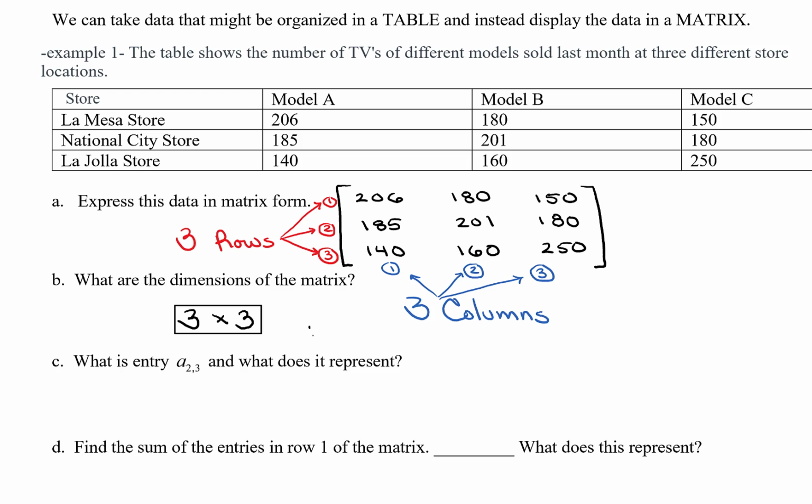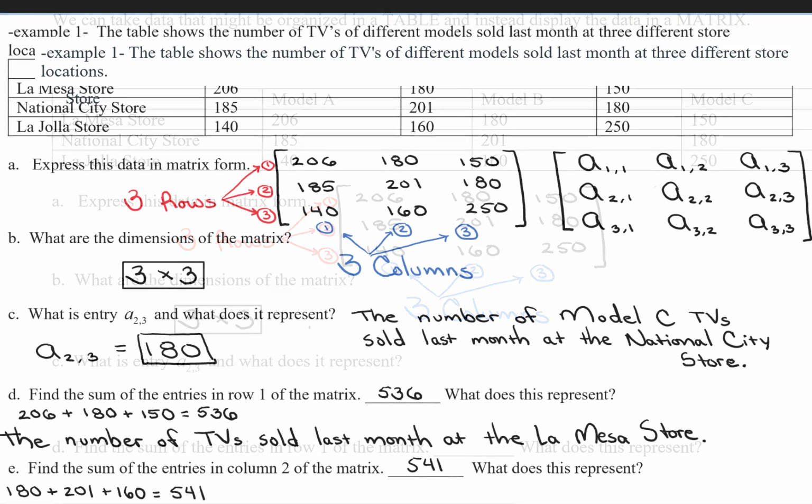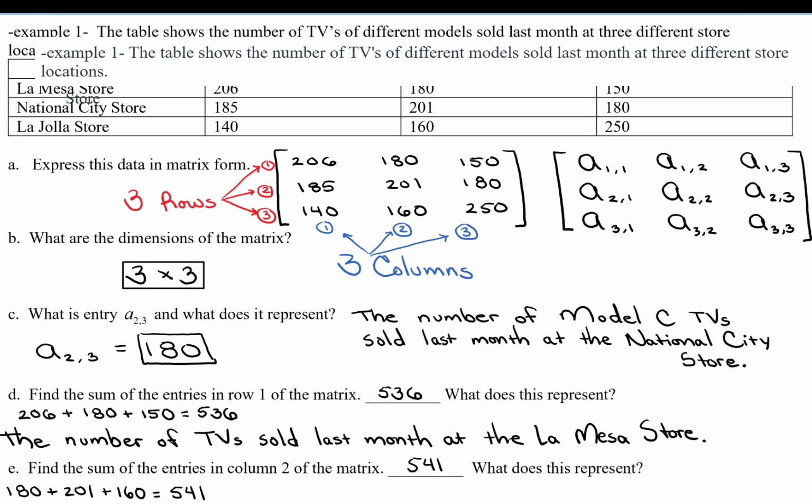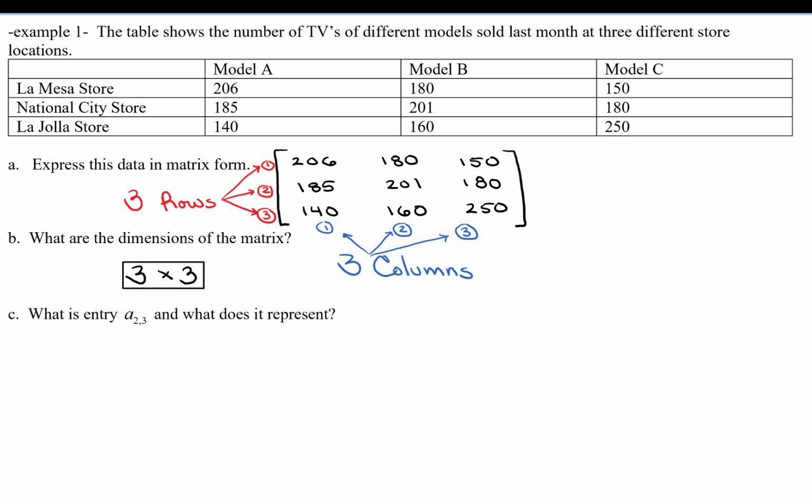The first number in the subscript is a 2. That's going to represent that it's going to be in row 2. The second number in the subscript is a 3. That's going to represent that it's in column number 3.